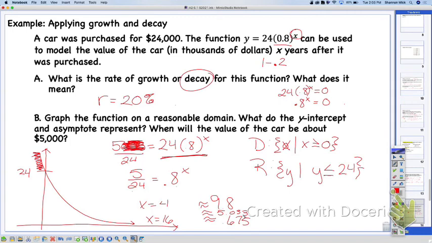So now, if I want to know when this is worth $5,000, I can't put 5,000 in it. So I can hit trace, and if I hit my left or right arrow, it will give me my Y amounts, which would be my $5,000, right? So I could do that. 6.8. Well, that's 5,100. Yeah, and that kind of jumps, right?